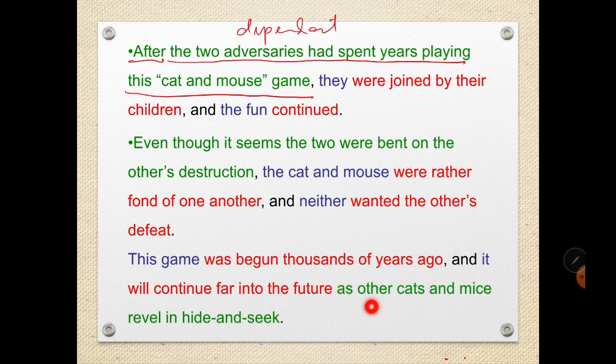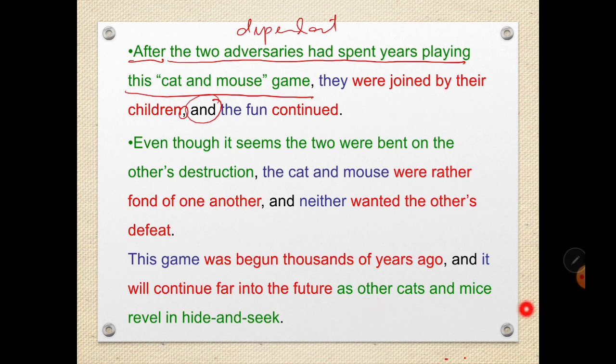Okay. They were joined by their children. So they were joined by their children is the first independent clause. And then you have this one, and, which is a FANBOYS. Right? Remember, there's a comma before the FANBOYS, just like in a compound sentence. The fun continued is another independent clause. Right, let's look at the next one.